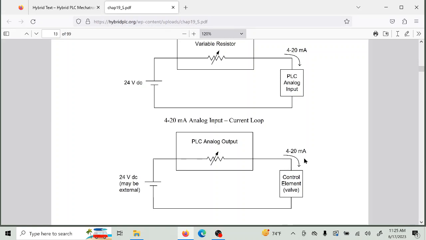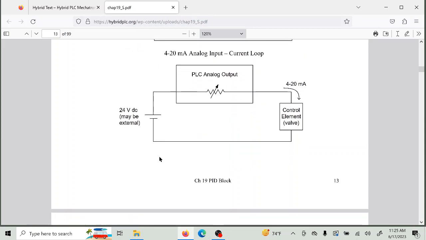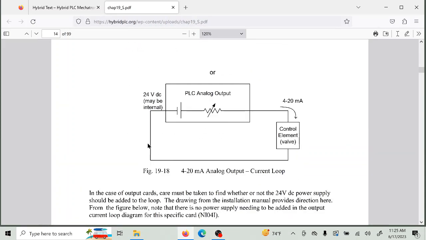And then the output, the same way, but you have to be careful in the output whether the 24 volts is included or not. Please read this, because most of the time it is not. It's implied, it's in the output itself. The PLC output carries the 24 volts with it. I've done it where I've wired it up with the 24 volts and I smoked my output. So please read the output to figure out whether or not you need to supply voltage or not. Most of the time you don't. Some of the times you do. You have to read and see whether or not you need that.